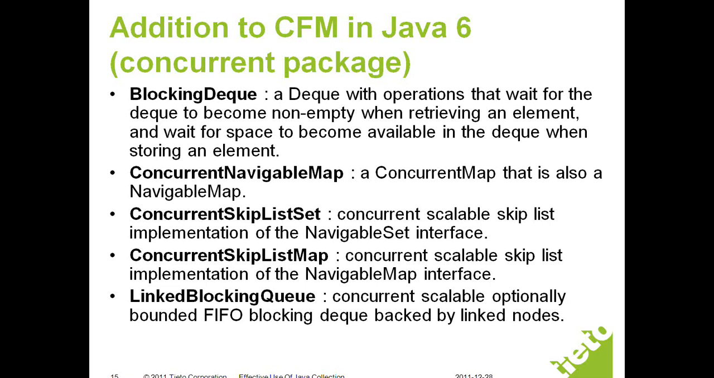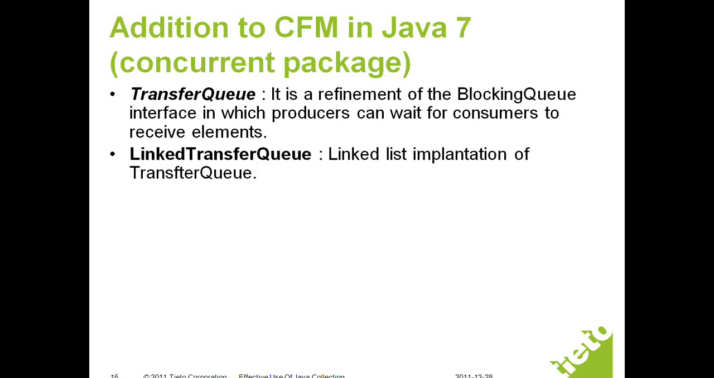So we have already talked about linked list, and we have talked about blocking queue. So it is the blocking queue implemented via a linked list. In Java 7, two things were added in the concurrent package: a TransferQueue and its implementation, LinkedTransferQueue. It is a refinement of a blocking queue where a producer can wait for a consumer to receive an element. So here your add call is also a blocking call if you want. Otherwise you can put the elements in a queue even though they have not been consumed by calling the put method.